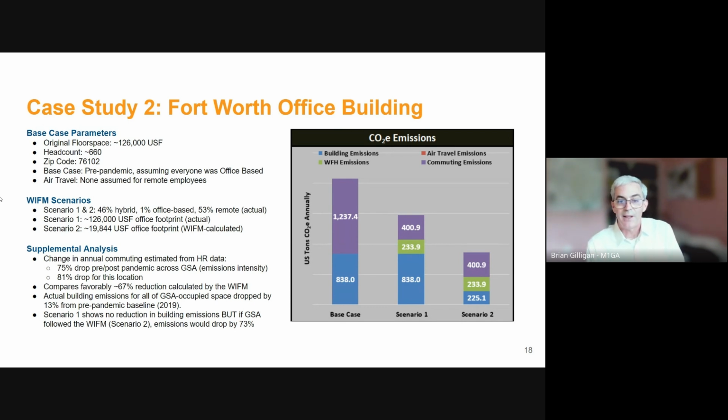In this particular case, there was no change in building space. The region didn't give up any physical office space. So the actual amount of building emissions shown in blue didn't change from the base case to scenario 1. But if we'd followed what the WIFM was recommending for space, it would have dropped considerably. Same sorts of comparisons when you look at the actual employee commuting data against the WIFM.